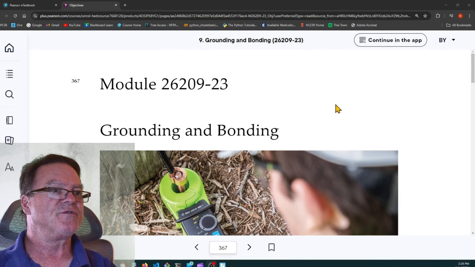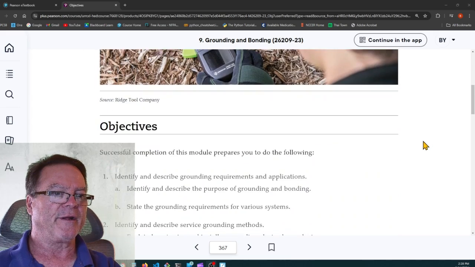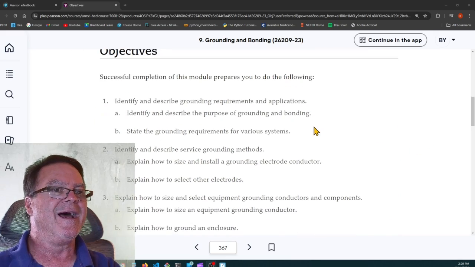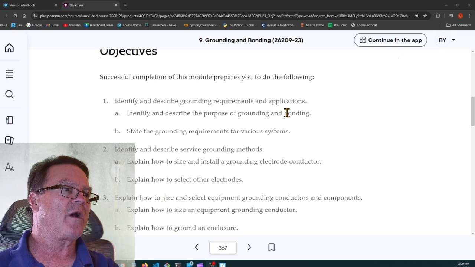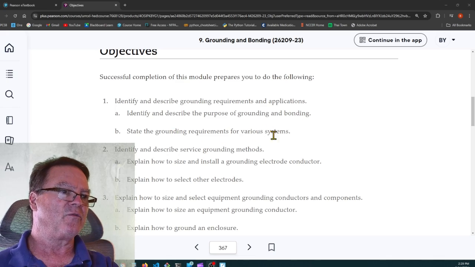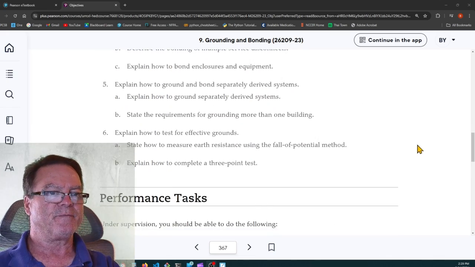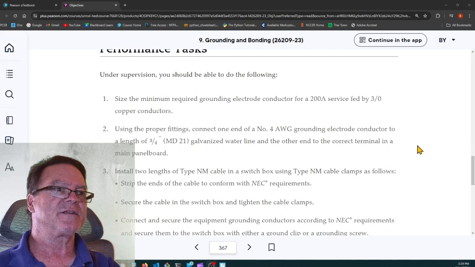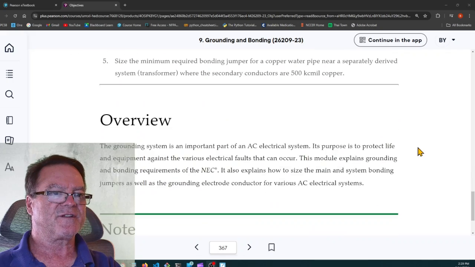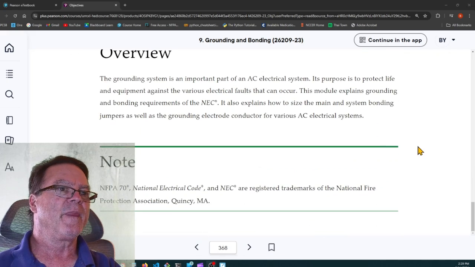Module 26209, Grounding and Bonding. Successful completion of this module prepares you to do the following: identify and describe grounding requirements and applications, identify and describe the purpose of grounding and bonding, and state the grounding requirements for various systems. Performance tasks: your instructor will have various performance tasks for you to undertake.